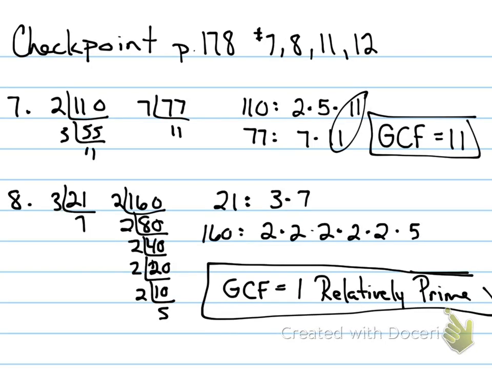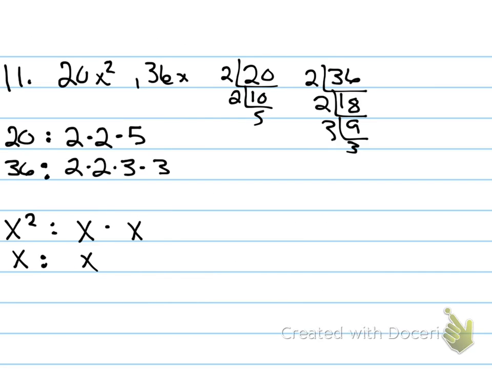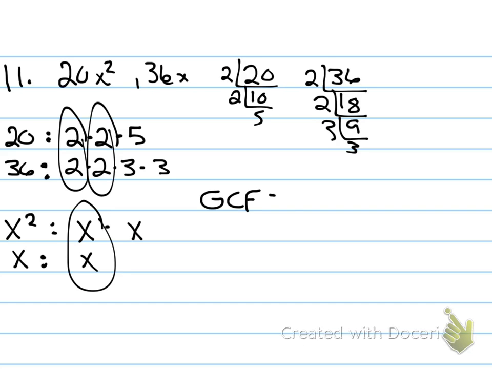What was the GCF of number 7? 11. Yes, it was 11. What about number 8? 1, relatively prime. Make sure you identify them as relatively prime so you can get full credit. All right, so what can I pair up? What can I pair up on number 11? I can pair up my 2, my 2, and my x. So in GCF, I say 2 times x.